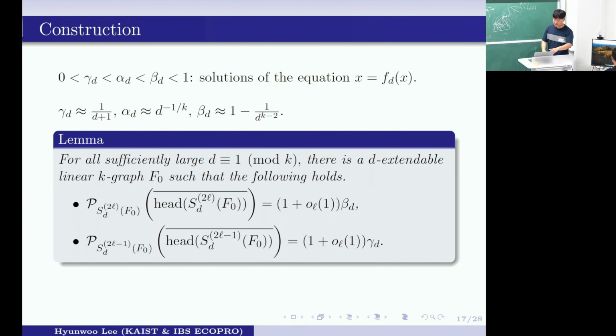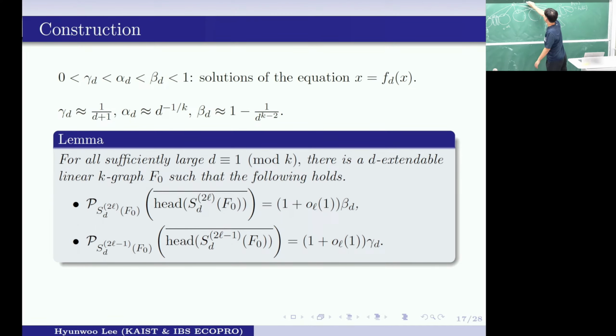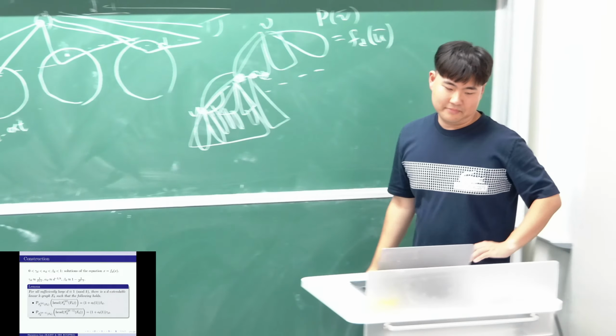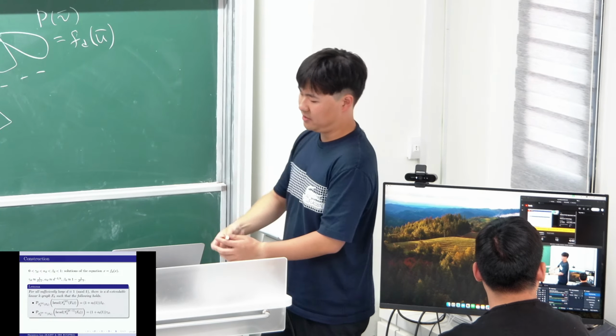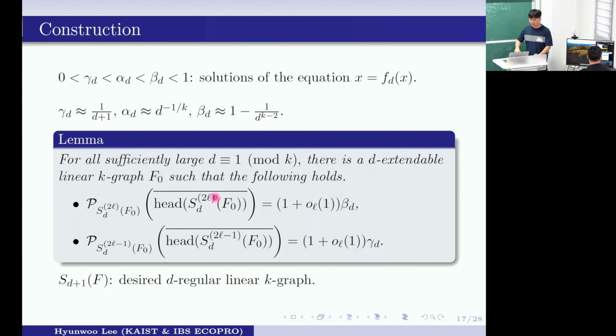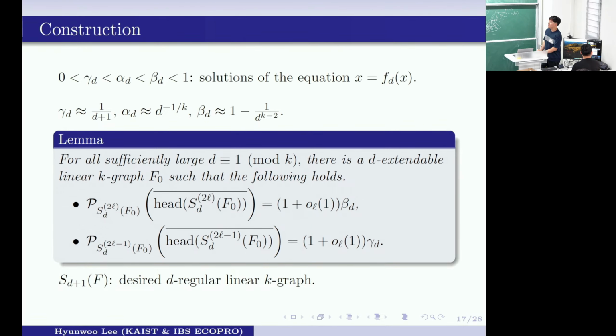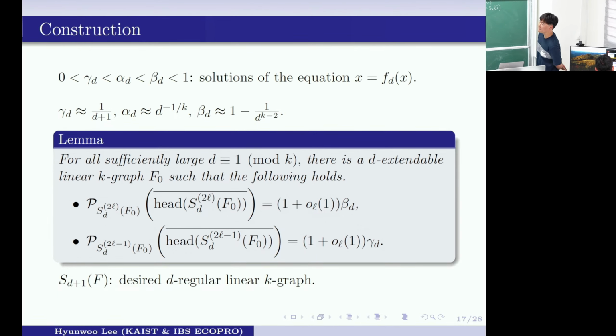So now we still have the extendable linear hypergraph, but not exactly regular. But it is very easy to convert it into a D-regular one, by doing this again and adding one more edge and doing the same thing. Then it is converted to D-regular. In some sense we do this operation again on this hypergraph. Then this is our desired linear K graph. So this disproves Kahn's conjecture.